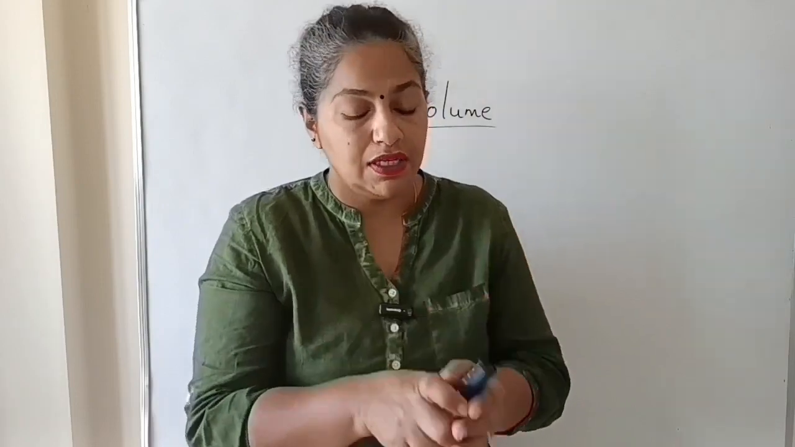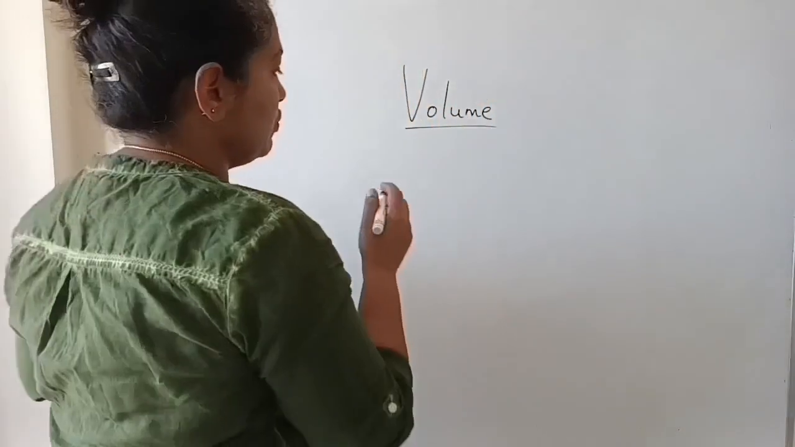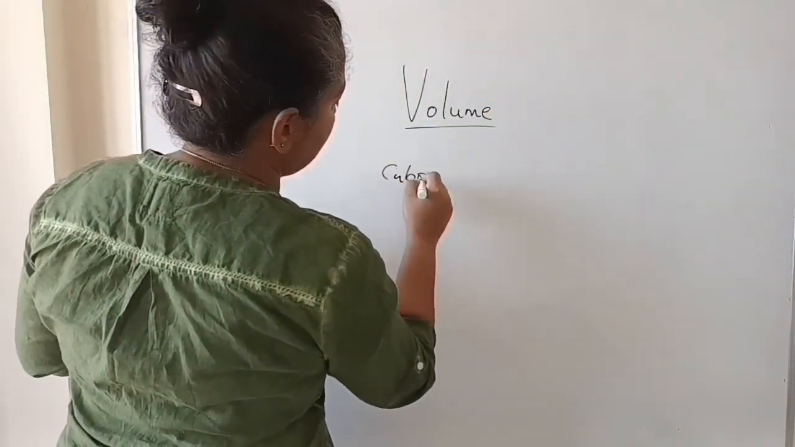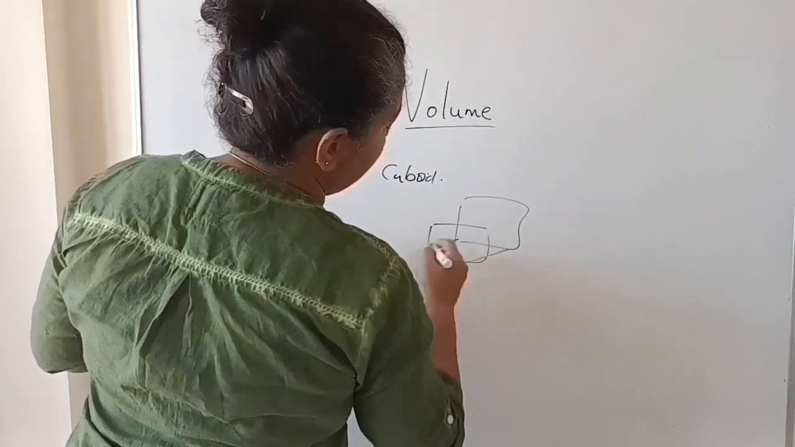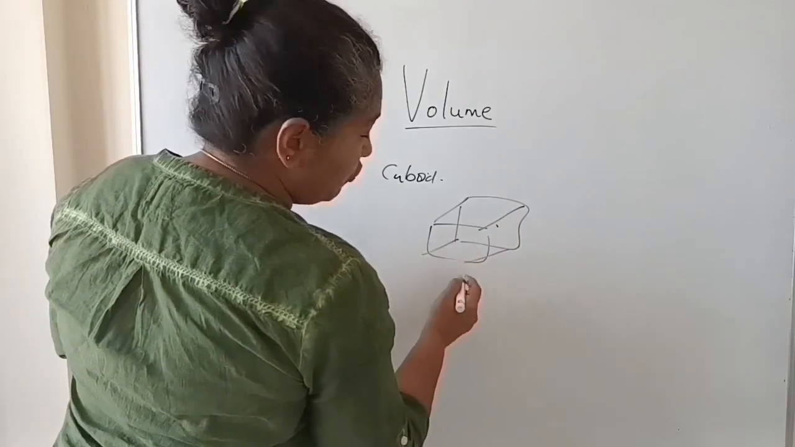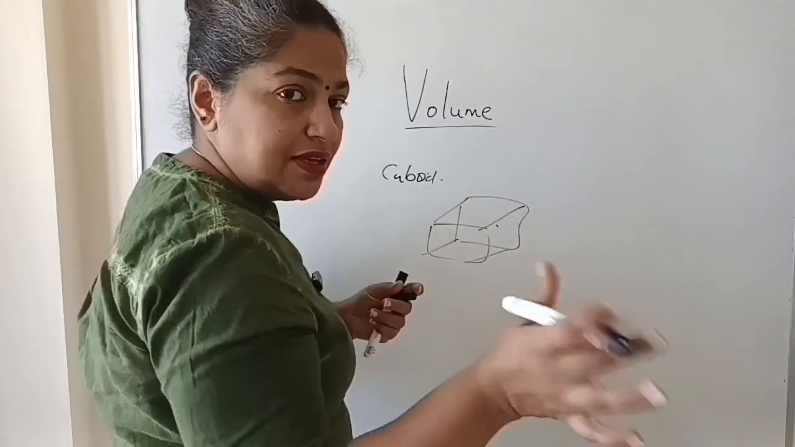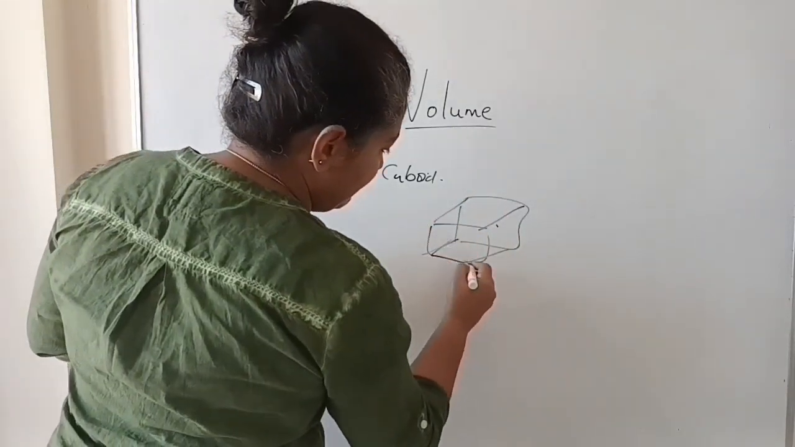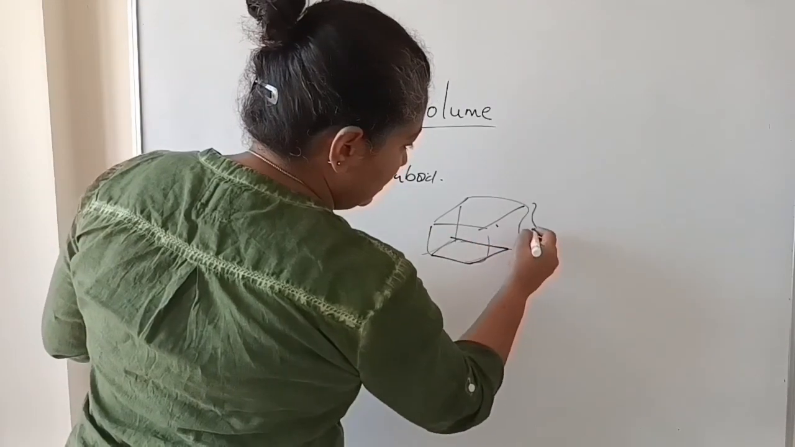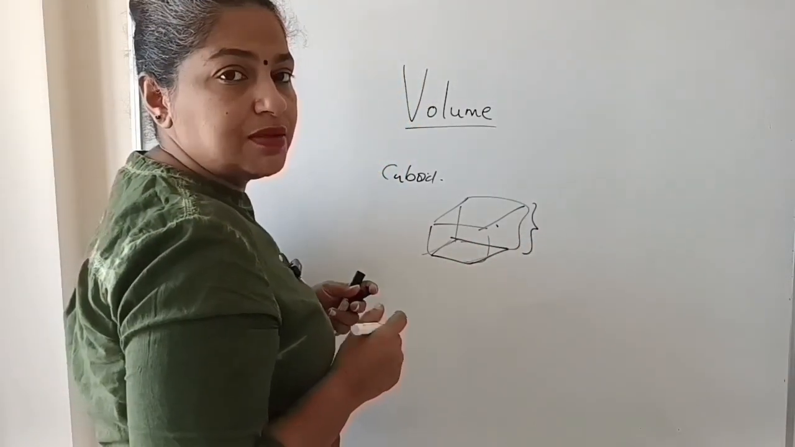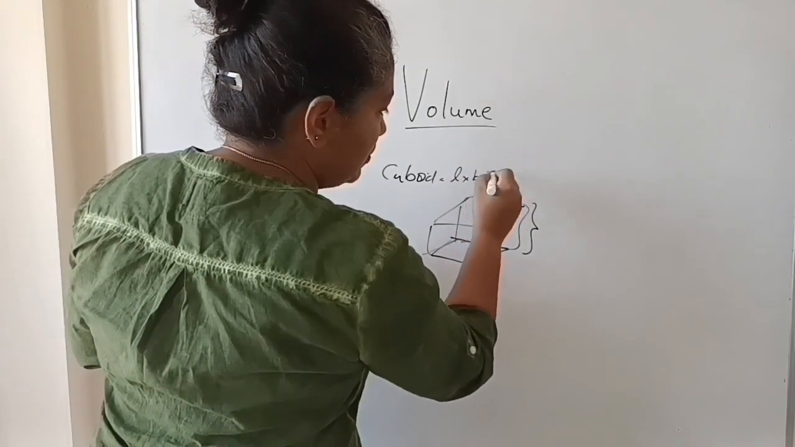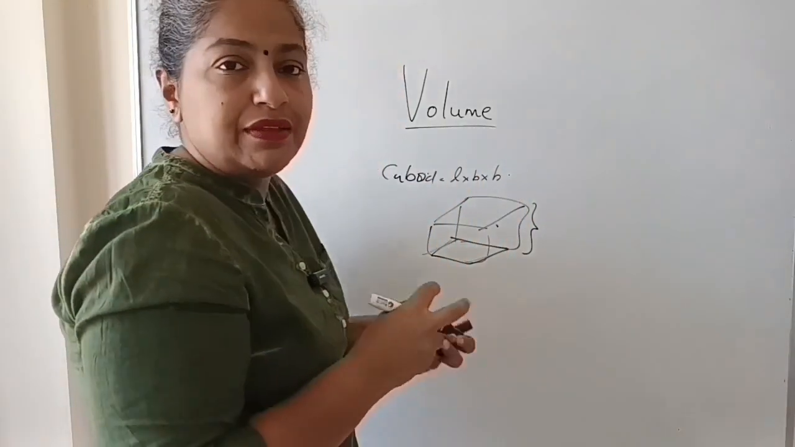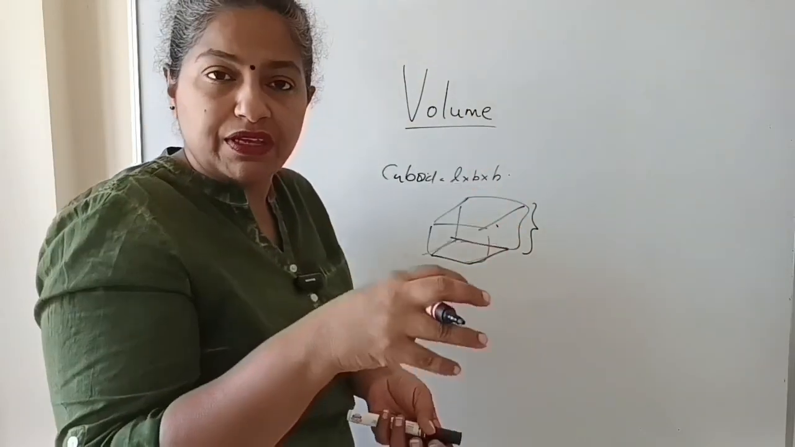Okay. Now, let us move on to the volume of a cuboid. Now, this is our cuboid. The volume of any solid is given by the base area into the height of the solid. Now, the base area of the cuboid is L into B, into the height of the cuboid. That is the space that it occupies.